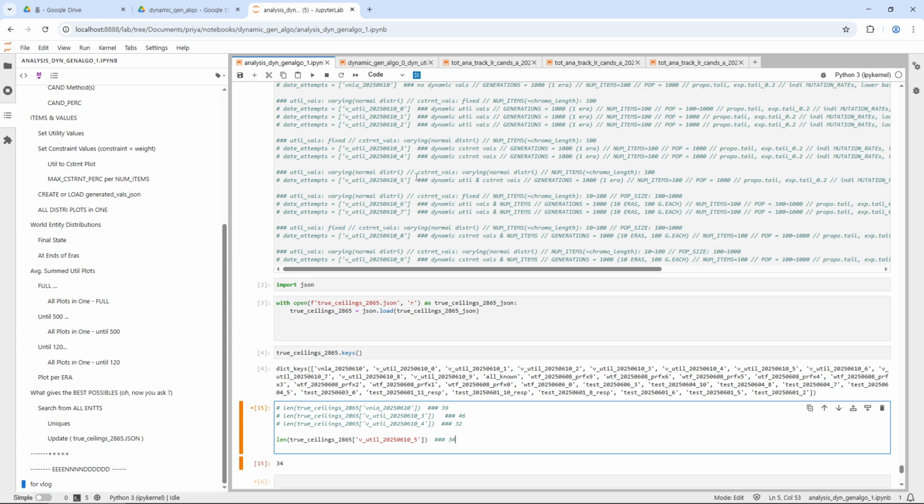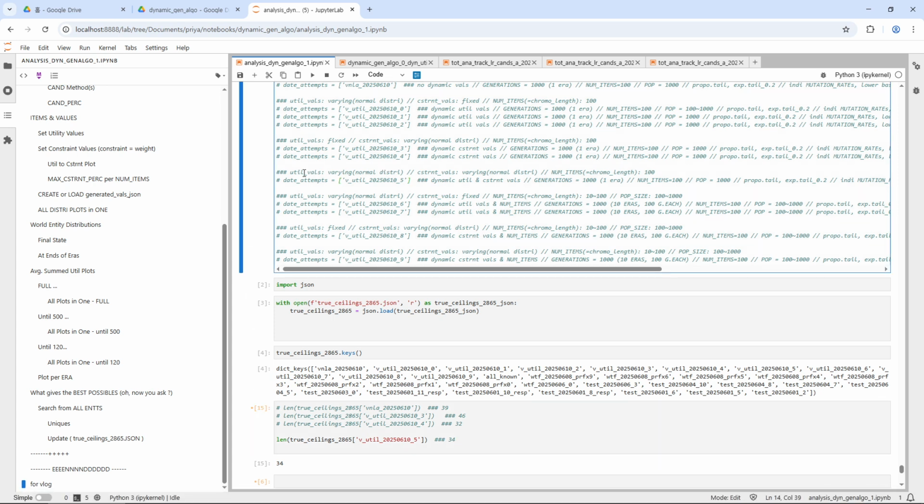So anyway, this was 5, where both the utility values and the constraint values would be changing every generation. The next thing is where the utility values would change, varying, and the constraint values are fixed, but the number of items would be changing along with the population.